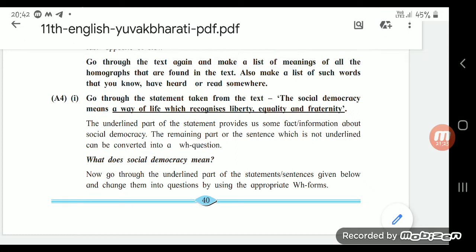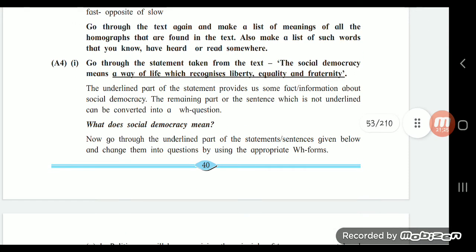Okay, here on the screen now you can see that question. The social democracy means. I told you that here you can replace it with it. So for that you are going to use does. And when you use does, keep in mind that you have already added s or es, so then: what does social democracy, and then your original verb without s or es in simple present tense. So what is the final question? What does social democracy mean? What was the statement? The social democracy means.